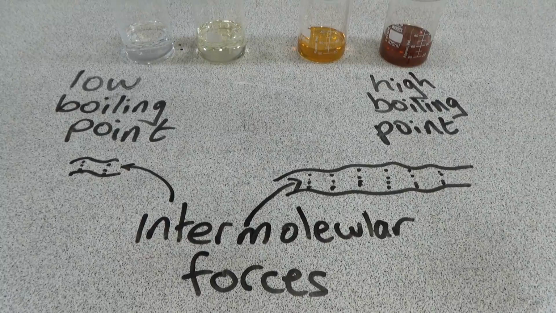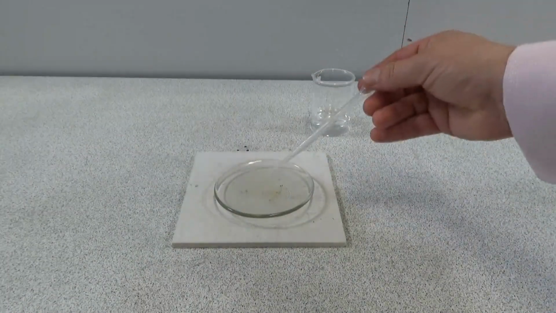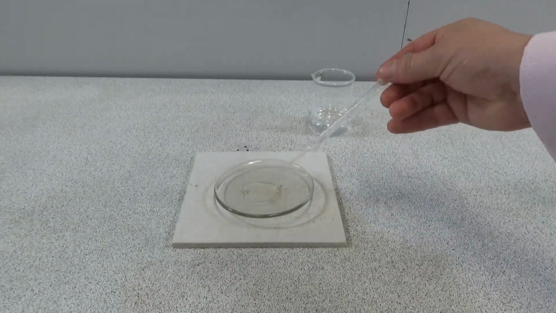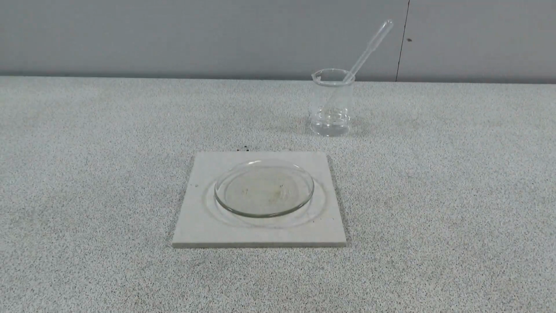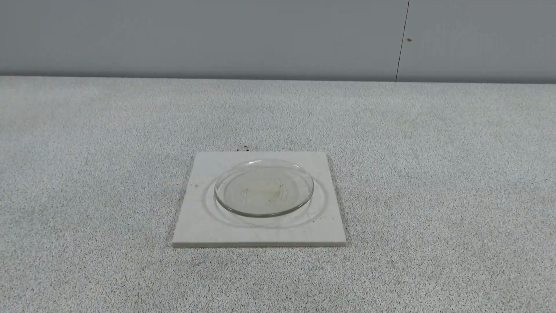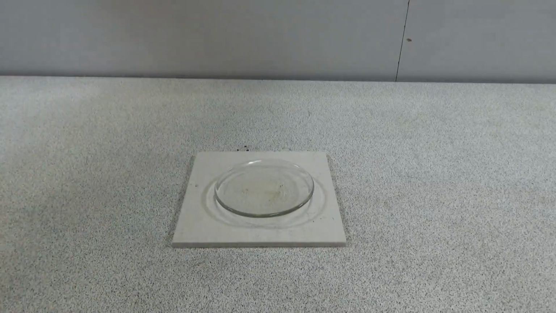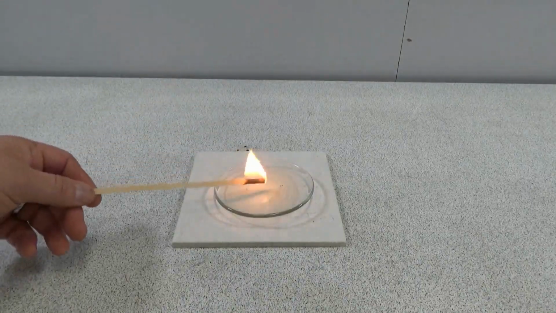I'm now going to pipette a small amount of the shortest hydrocarbons onto a watch glass to see how easily it sets on fire. In other words, to see how flammable it is. You'll notice I've moved the beaker out of the way before I try and set fire to the small amount on the watch glass. That's for safety reasons. So let's see how easy it is to set fire to the shortest hydrocarbons.